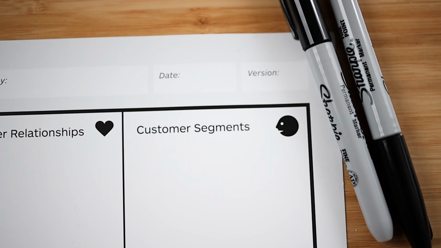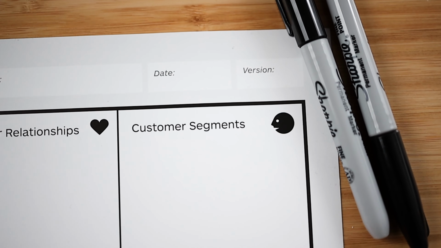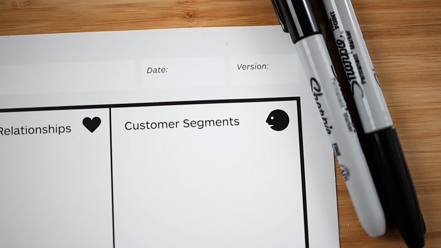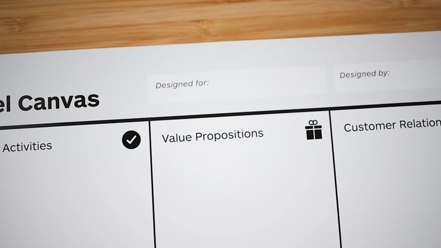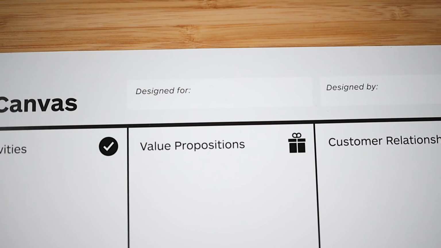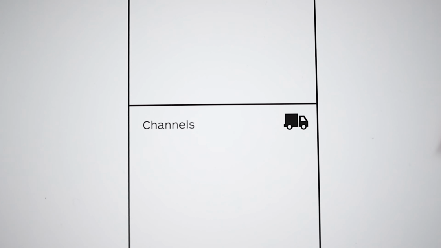Let's start with the customer segment. The customer segment are the types of people you want to sell to. This could be anyone: CEOs, lawyers, young people, old people, men, women, anyone. Next, you have the value proposition. The value proposition is just a fancy way of saying the products or services that you offer that create value for your customers. Now, you need to communicate to your customers and get those products or services to them somehow, and that's where your channels come in.